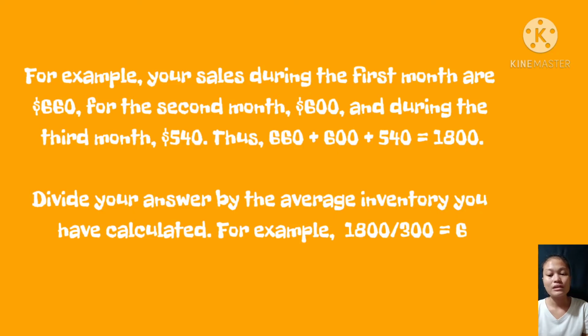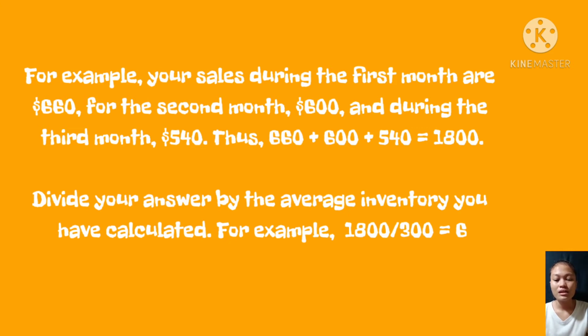For example, your sales during the first month are $660, for the second month $600, and during the third month $540. The 660 plus 600 plus 540 is equal to 1,800. 1,800 is your cost of goods sold. Divide your answer by the average inventory you have calculated. For example, 1,800 divided by 300 is equal to 6.